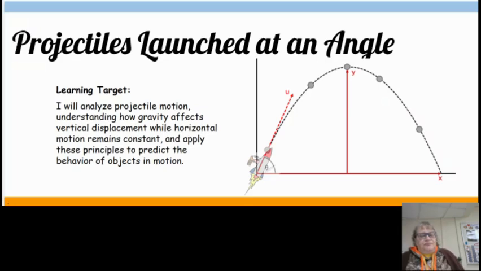And thus far, we've talked about launching those projectiles only in a horizontal fashion. Today, we're going to talk about launching those projectiles more at an angle, and what's the difference, basically. Again, our learning target: I will analyze projectile motion, understanding how gravity affects vertical displacement while horizontal motion remains constant, and apply these principles to predict the behavior of objects in motion.